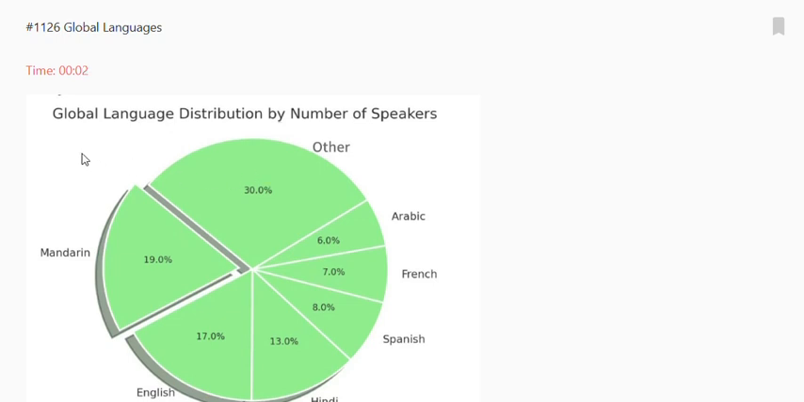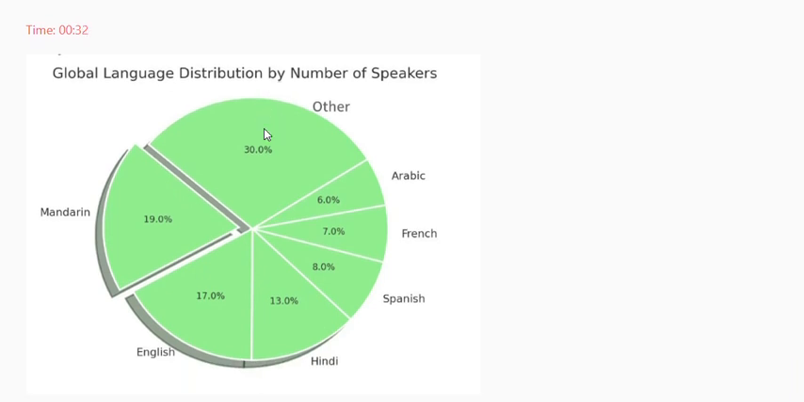The pie chart in front of me represents global language distribution by number of speakers among different languages like Mandarin, English, Hindi, and French. Among the listed languages, Mandarin is the highest with 19.0, whereas the second highest is English, which is 17.0%. The lowest contribution is for Arabic, which is 6.0. The other languages altogether take 30 percentage. Overall, the image gives me a lot of information about the different languages.